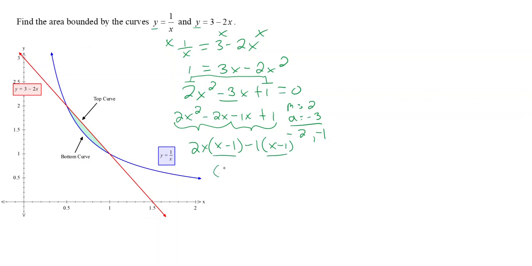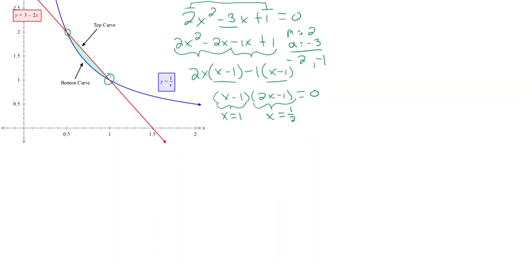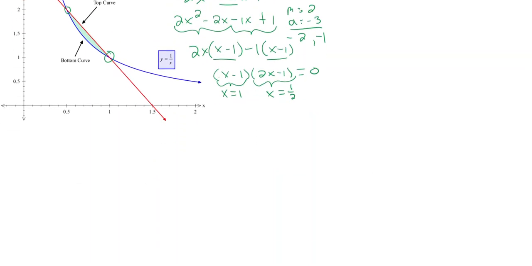So you've probably done this a ton, but I just want to go over it again. My factors are the one that shows up twice, so x minus 1, and 2x minus 1. Okay, so that was all equal to 0. So my solutions here are x equals 1 and x equals 1 over 2, which is what we see on the graph, an x value of 1 and a half. So those are my upper and lower bounds. Now we're ready to take the integral.